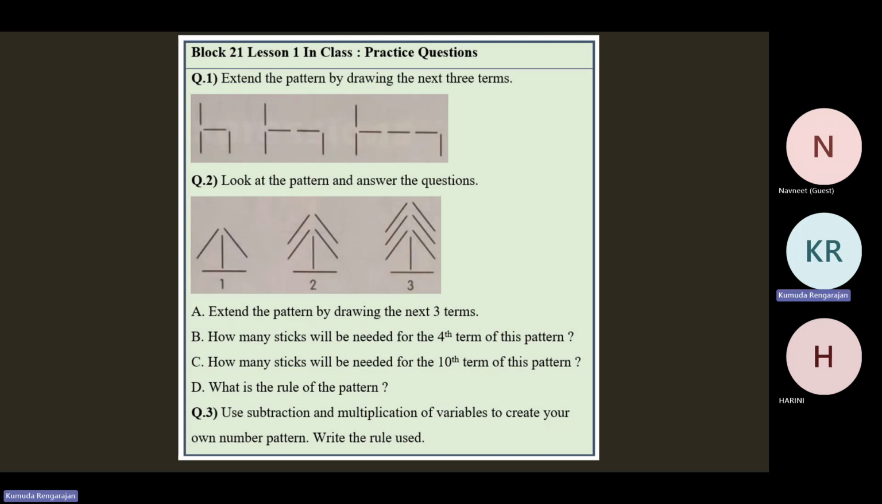I think this one can be given as homework. We'll see the answers in the next class. In class practice questions, homework. We'll see the answers in the next class.